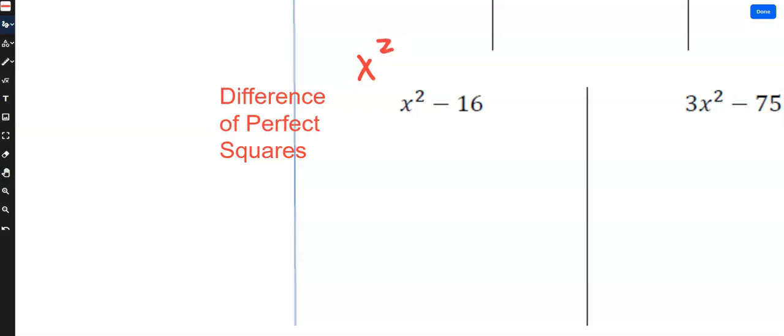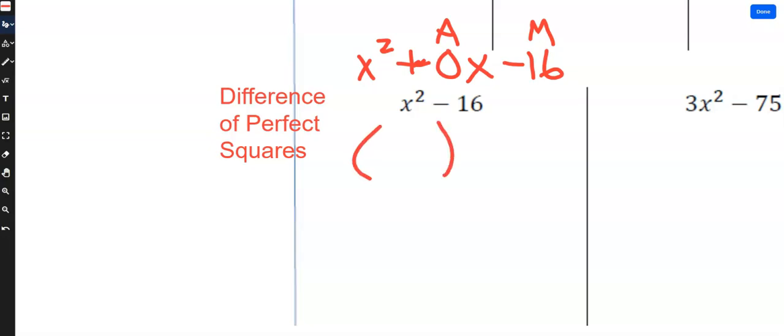So another way we could write this is x squared plus 0x minus 16. And if we thought about multiplying to this and adding to this, then it would make sense to us that one has to be positive, one has to be negative, and since they have to be opposites of each other, it would have to be 4 and 4.